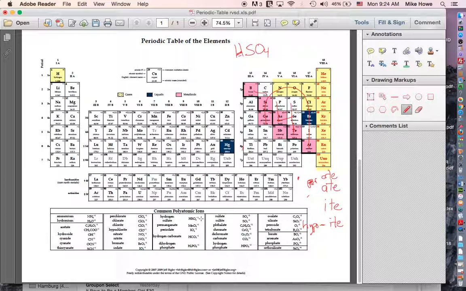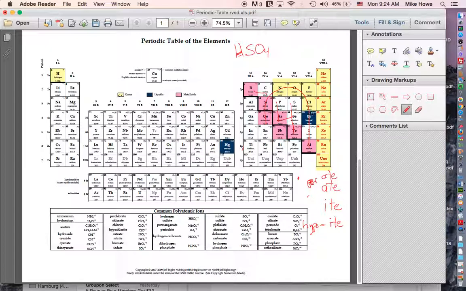All right, so now we're going to look at the PERs for a second. So if I have, what's ClO3 called? Chlorate. So what would ClO4 be? That's one more than the normal ATE. So that'd be called perchlorate. And you can see it down here. It's on this list, I think. Here it is, perchlorate, ClO4.